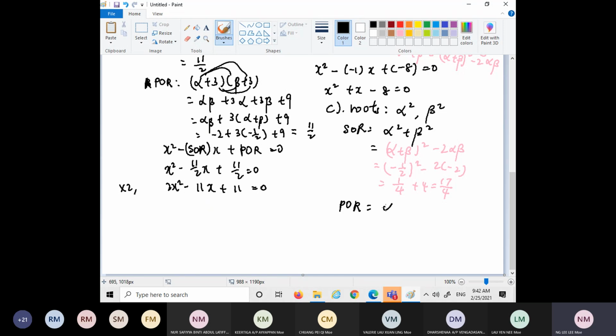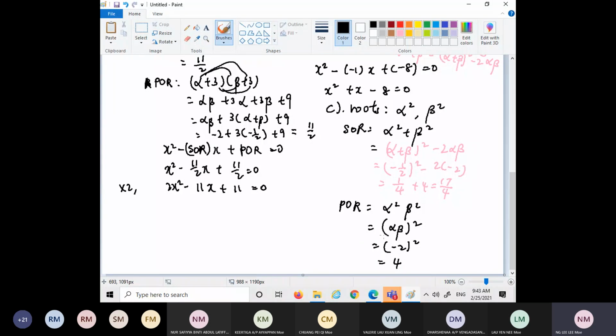Okay, POR. Alpha squared times alpha squared times beta squared. This one is easy, so just alpha beta. Then the whole thing squared. As I know, you bring in the square, so it becomes alpha squared beta squared back. Alpha times beta is negative 2, again the whole thing squared. Negative becomes positive. This is 4.